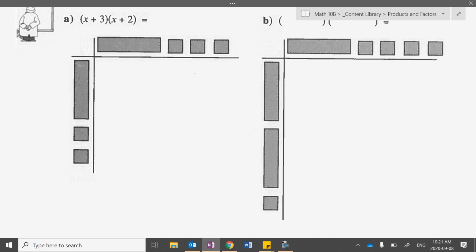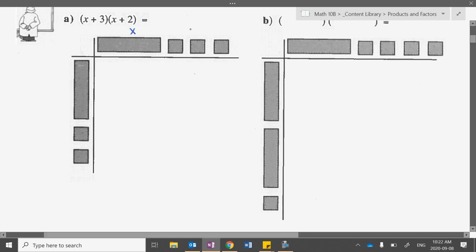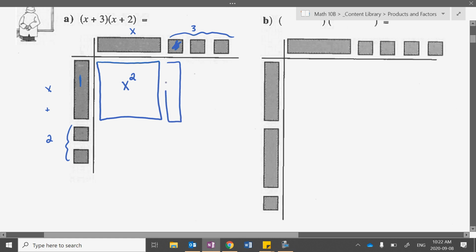So in this one, I have an x tile and 3 ones tiles. So this is the x plus 3. This side is my x plus 2, because there's 2 ones there. So if I have x times x, I get this x squared. And then I'm going to do vertically times my 1. So x times a 1 gives me an x. X times a 1 gives me an x. X times a 1 gives me an x. Those are rough rectangles. My apologies.